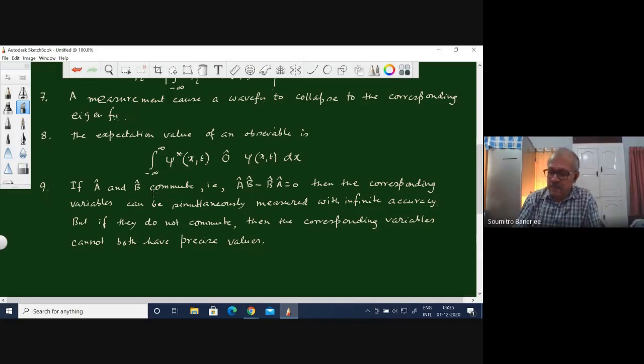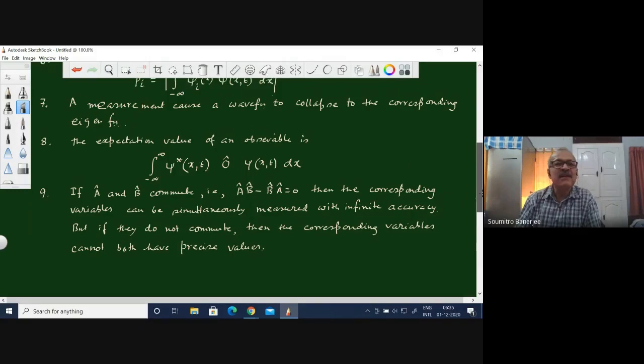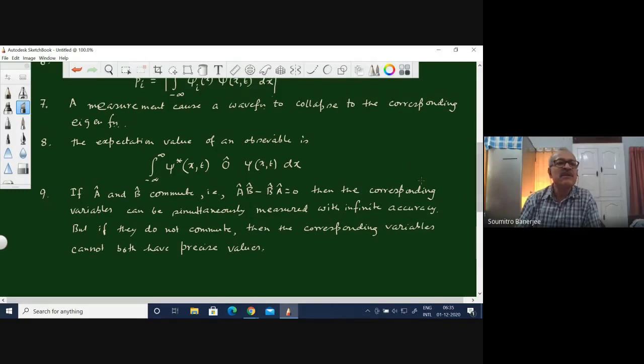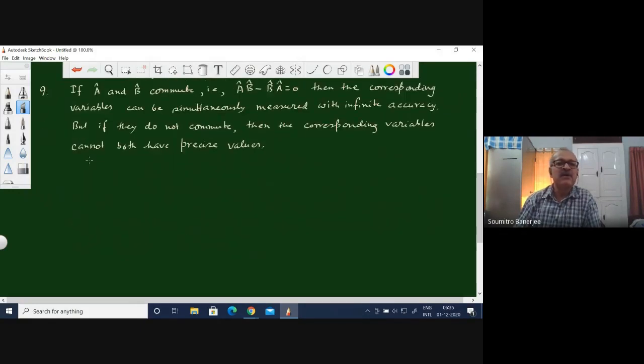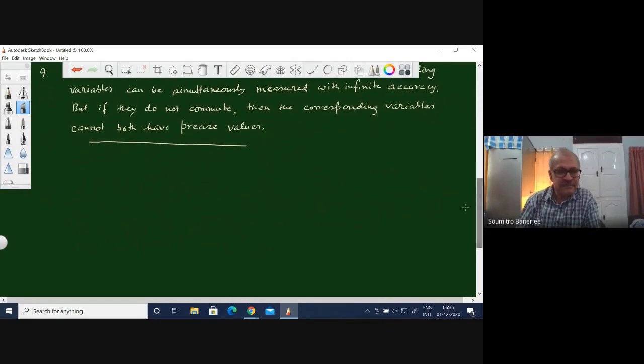Before I go forward, I think I need to explain the seventh postulate a little more. So I'll just draw a line here and try to explain what this means. It means that suppose at some point of time the wave function is something like this.